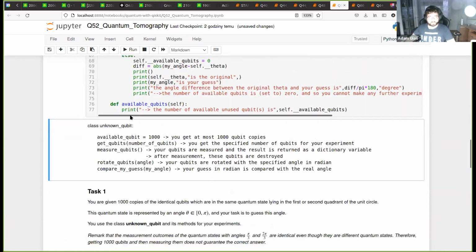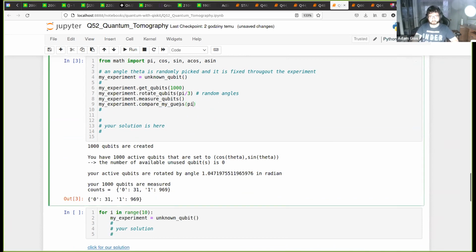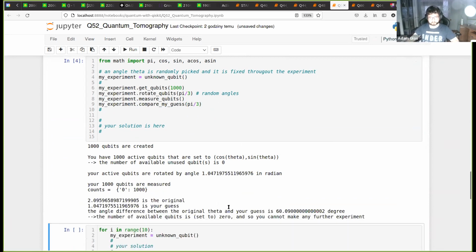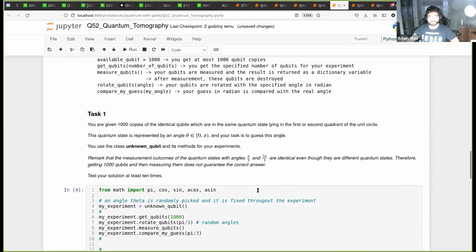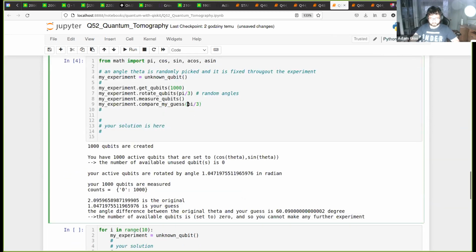Sorry, I didn't compile the previous cell. So it created 100,000 qubits. You created a qubit with an angle like this in radians, and you get the following statistics. This is the statistics coming from pi over 3. Here you can test your solution, which apparently is not working.